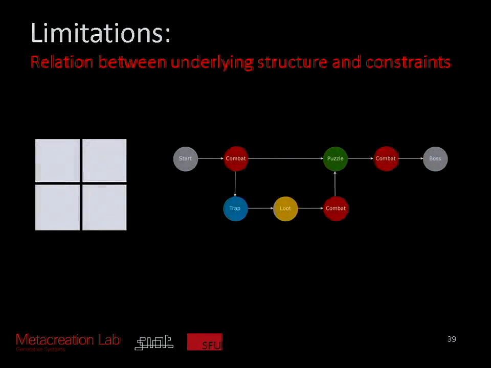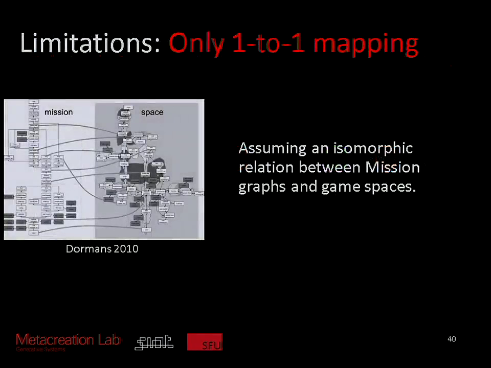I'll go quickly over limitations. Currently, we are still understanding the relationship between the underlying structure and the mission graph. For example, this basic underlying structure currently only supports this mission graph. It's just four cells, and it won't be able to support more. But this is where the concept of reuse of space comes in. Currently, we are not reusing space. We are having a one-to-one mapping between the nodes in the mission graph and the space. So that's how the system currently works.